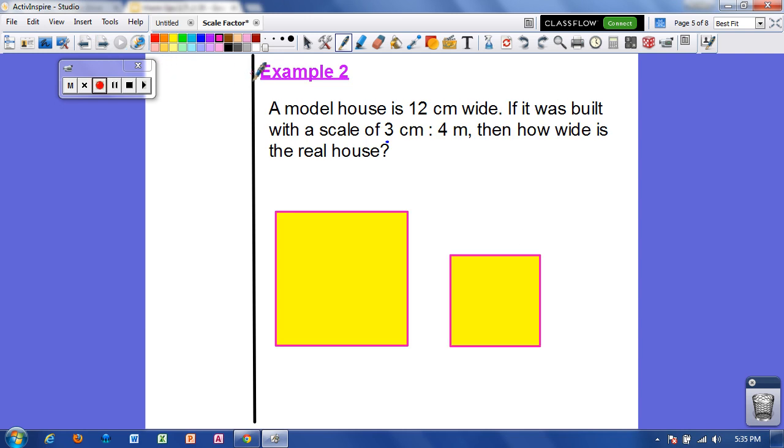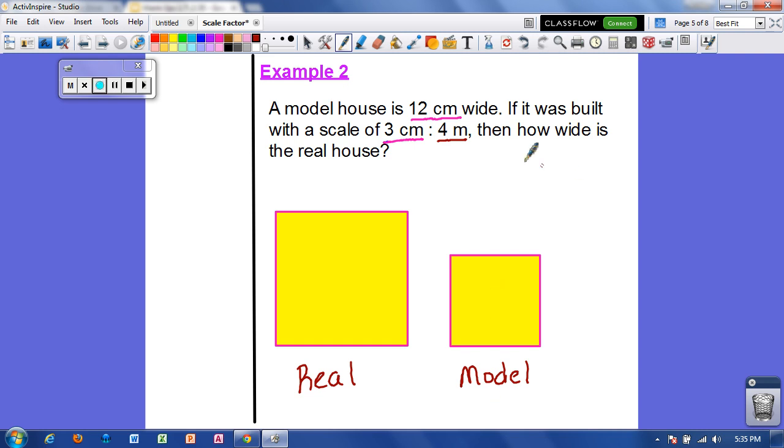Alright, example 2. A model house is 12 centimeters wide. If it was built with a scale of 3 centimeters to 4 meters, then how wide is the real house? Alright, so what I have done is I have drawn 2 figures here to represent the real house and the model house. So I'm going to label the big one the real house. The smaller one's going to be the model house.